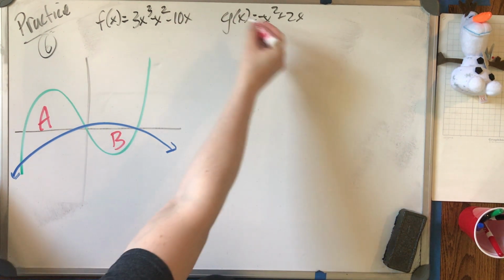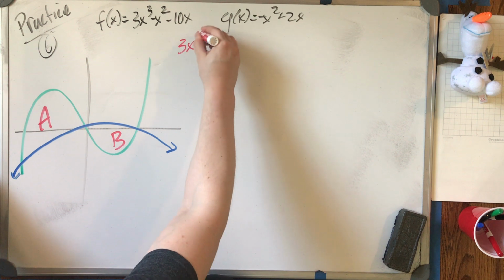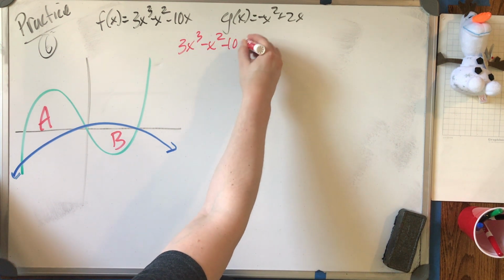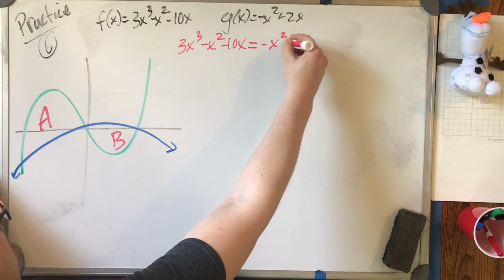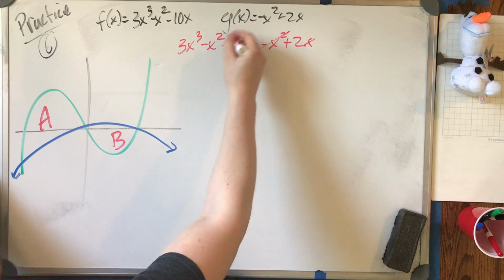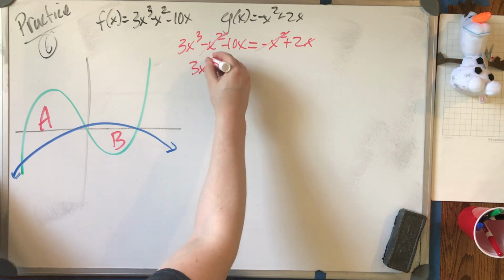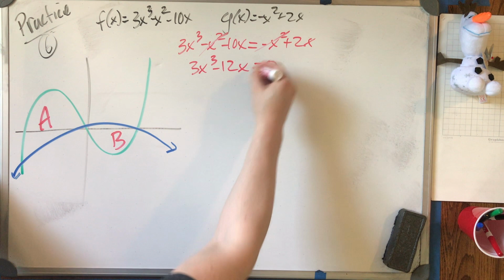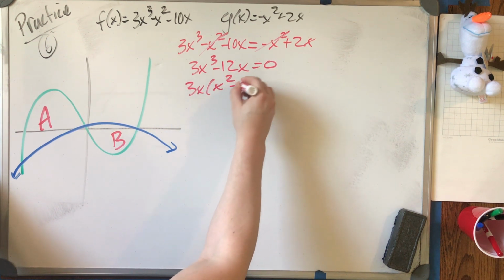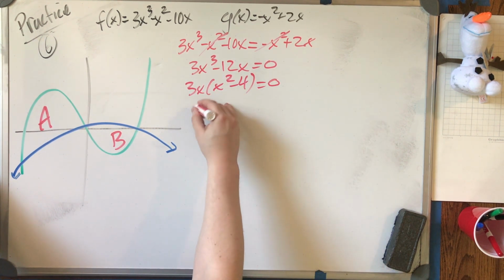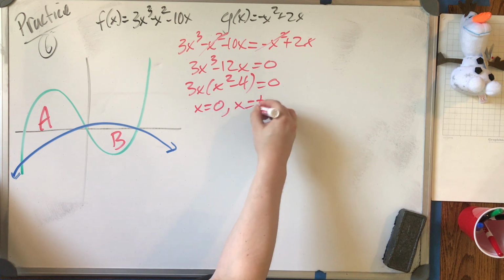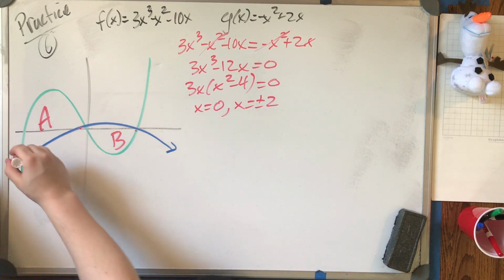First let's just set these two things equal to each other to find the bounds. So I'm going to immediately be able to cross off these x squareds, and then I'm going to end up with 3x to the third minus 12x equals 0. So let's pull out a 3x. And we're going to get x equals 0 and x equals plus or minus 2. So now I know what all of these bounds are.